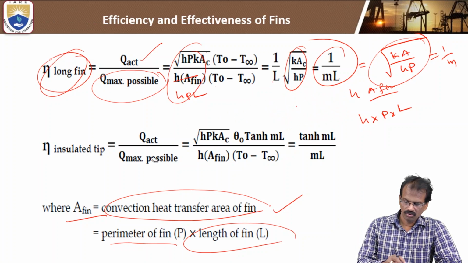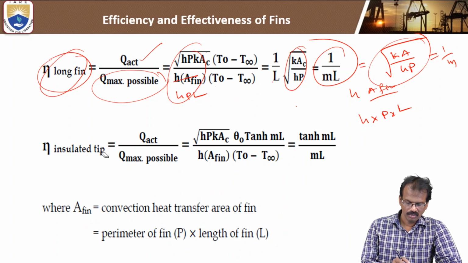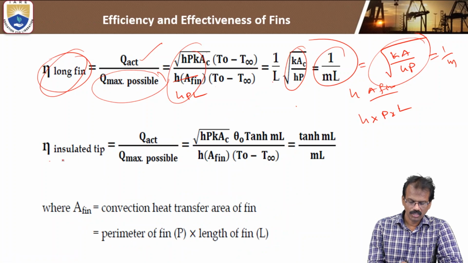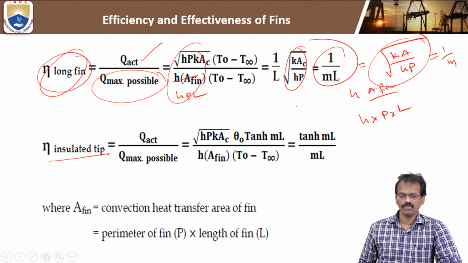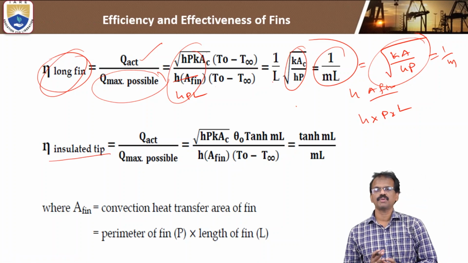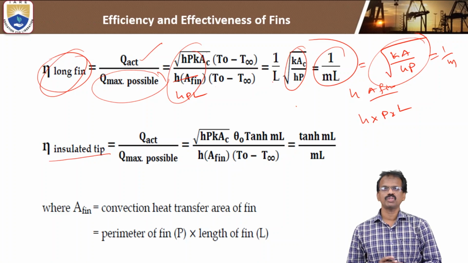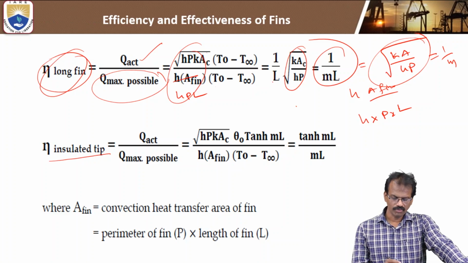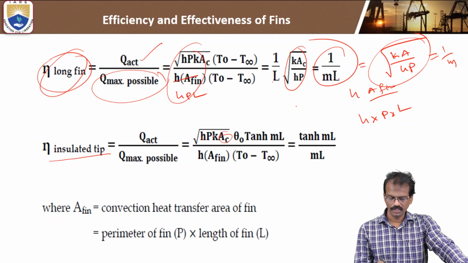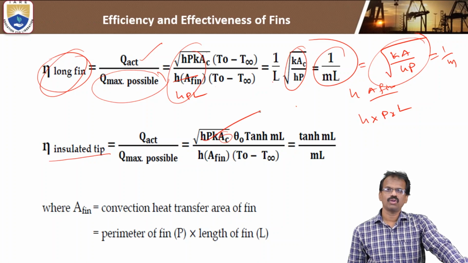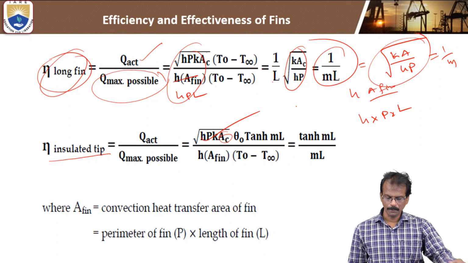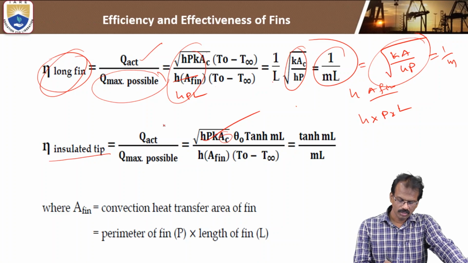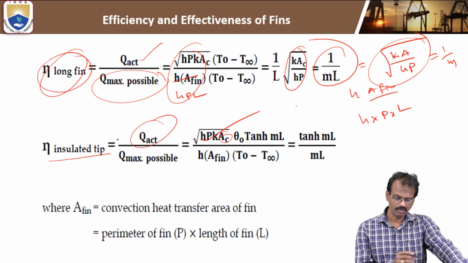Similarly, now we will find the efficiency of the insulated end fin or short fin. Here also the same formula: actual heat transfer by fin by maximum possible heat transfer. Actual heat transfer means under root of HPKA AC into theta naught into tan H ML. This is the entire formula for the heat loss by the insulated end fin, the Q actual, which was already derived in the previous class.